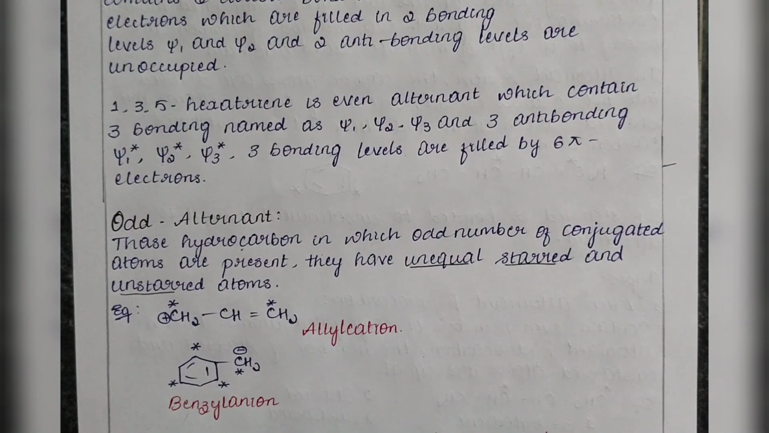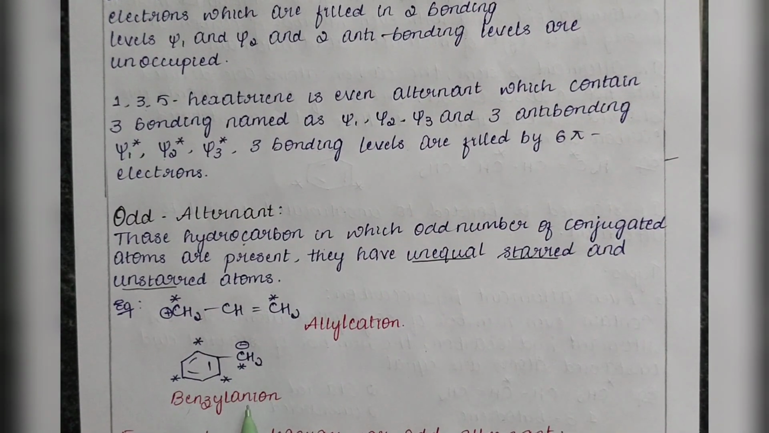For example, in benzyl anion, we can see there are 7 carbon atoms, and 4 carbon atoms are starred and 3 carbon atoms are unstarred. And similar to that, in allyl cation, we can see there are 3 carbon atoms, but only 2 carbon atoms are starred, and 1 carbon atom is not starred.